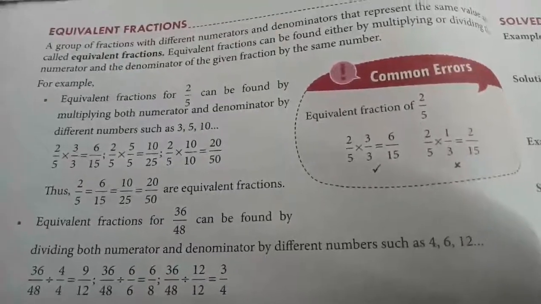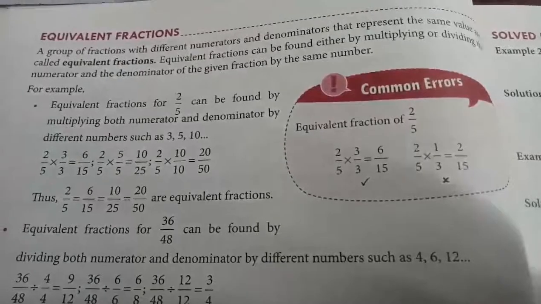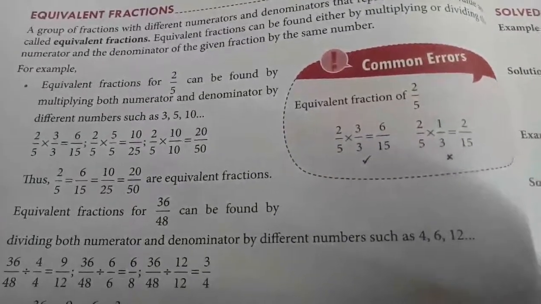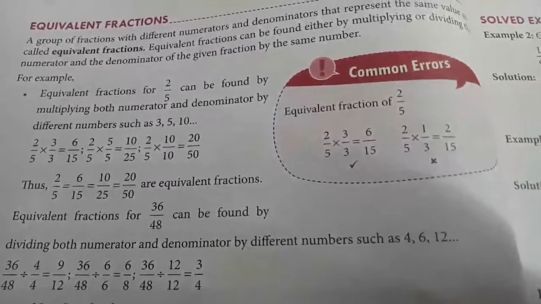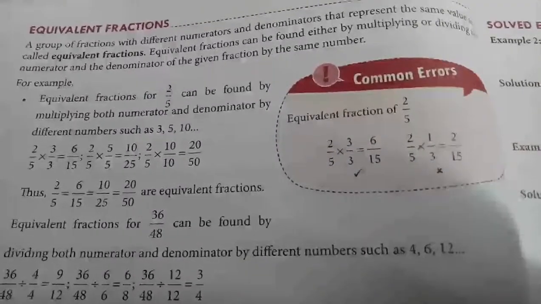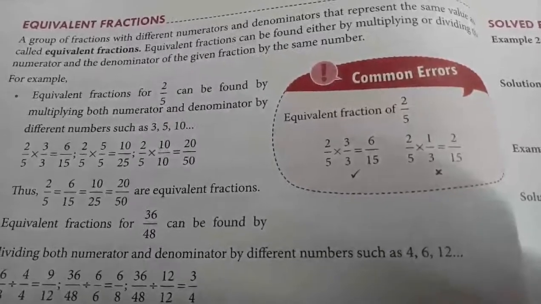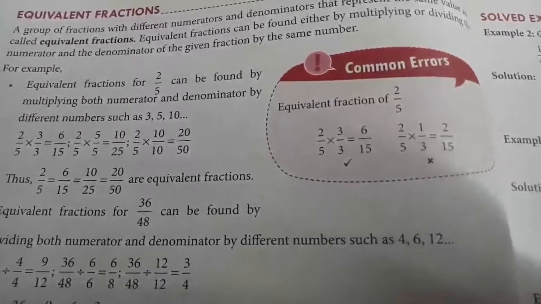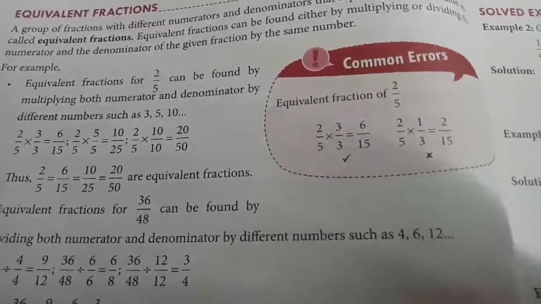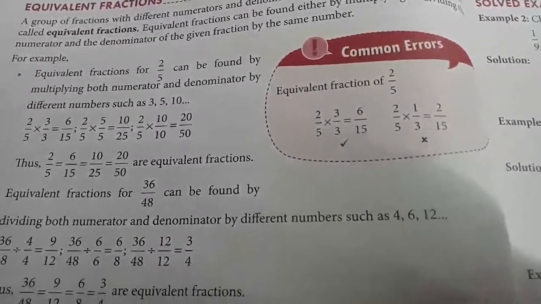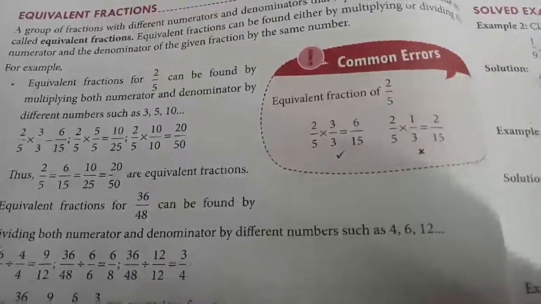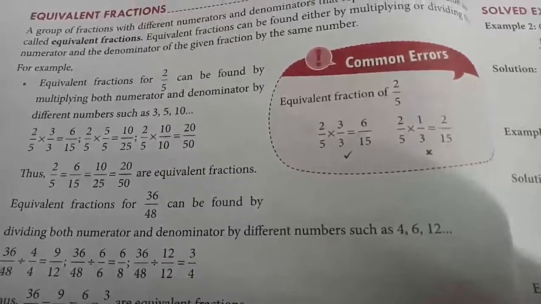The topic is equivalent fractions. What are equivalent fractions? A group of fractions with different denominators and different numerators that represent the same value are called equivalent fractions. Equivalent fractions can be found either by multiplying or dividing the numerator and denominator of the given fraction by the same number. Let us understand through an example.